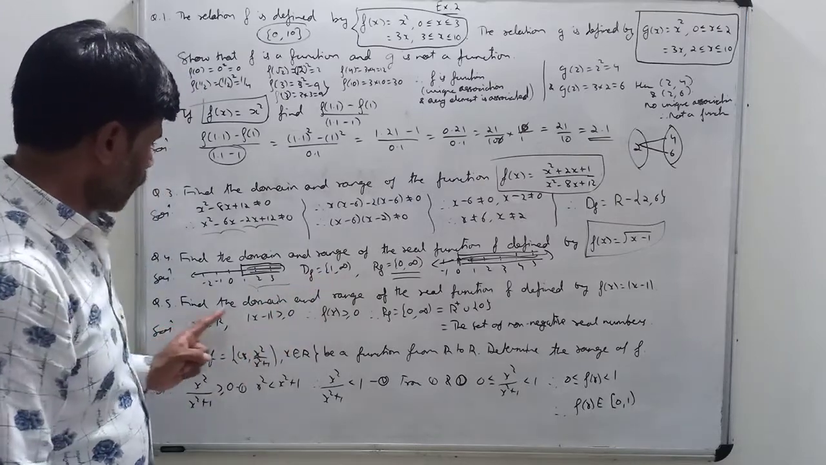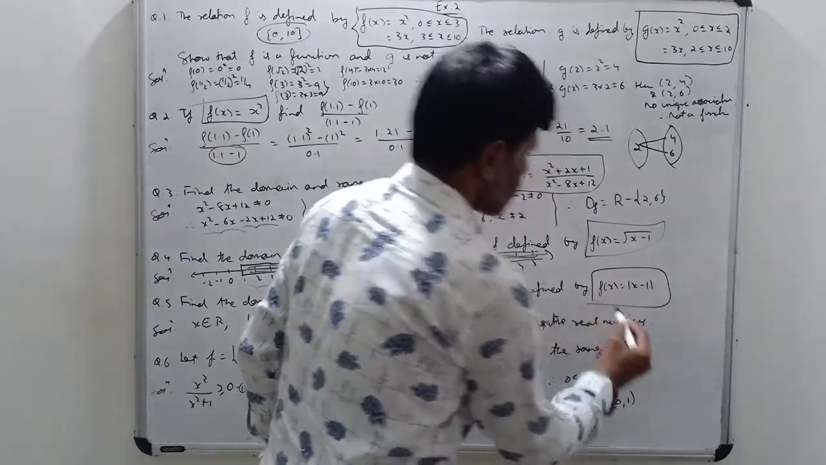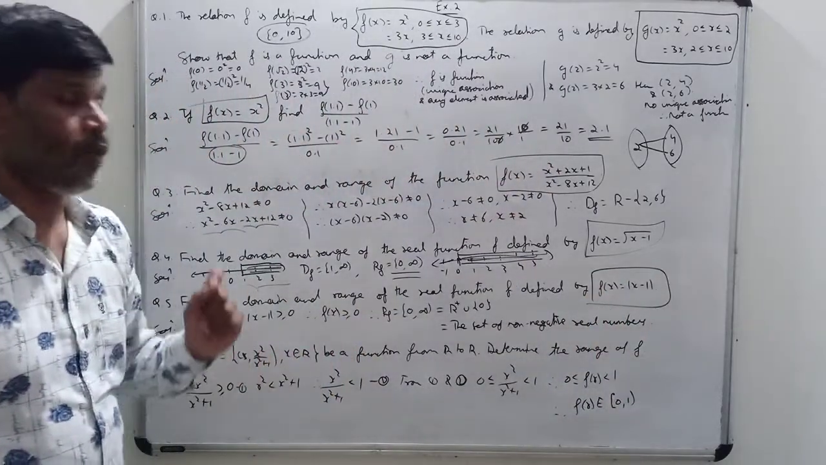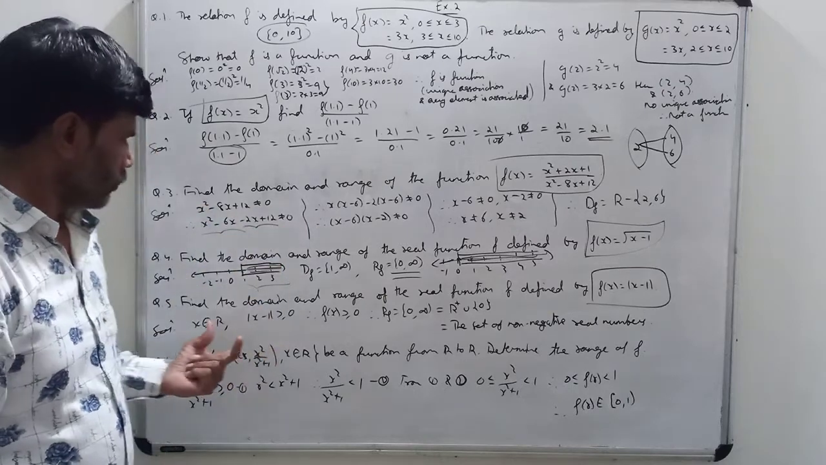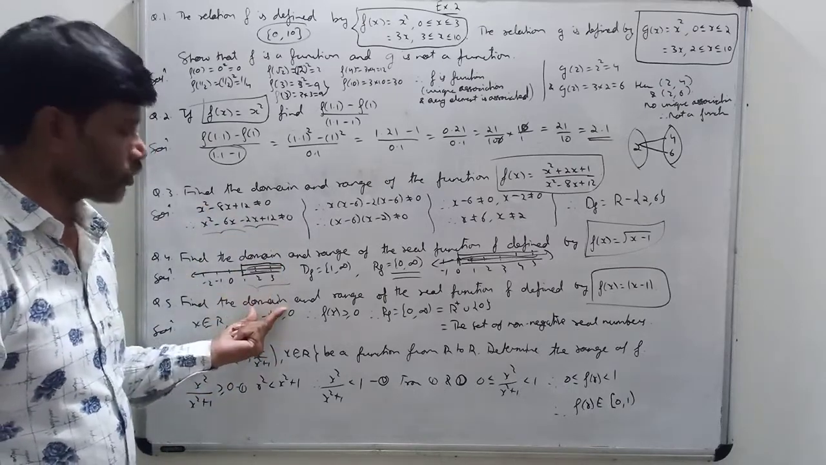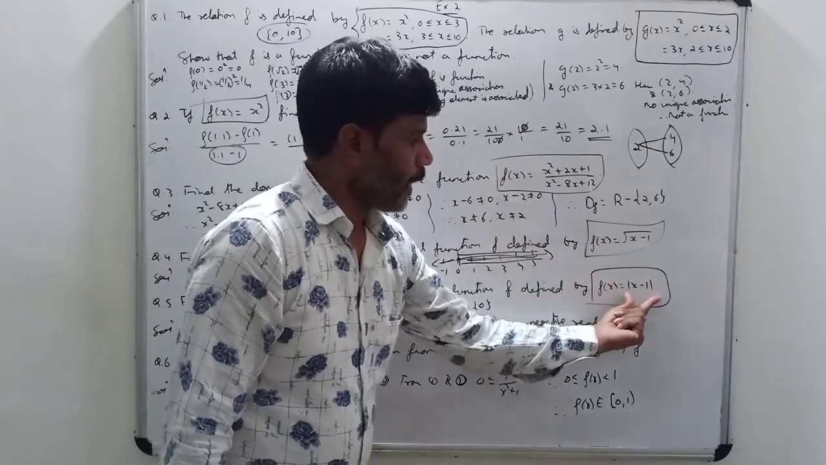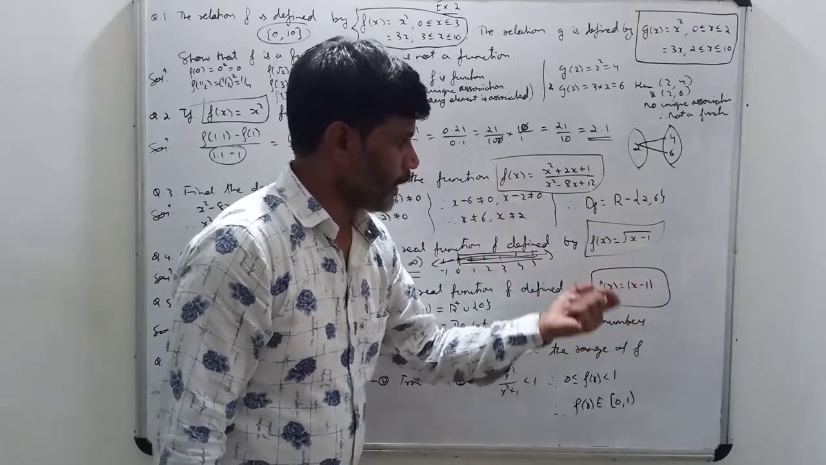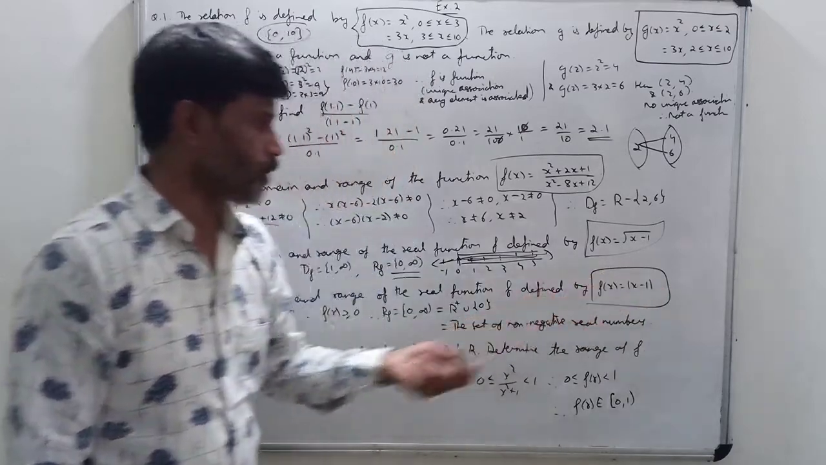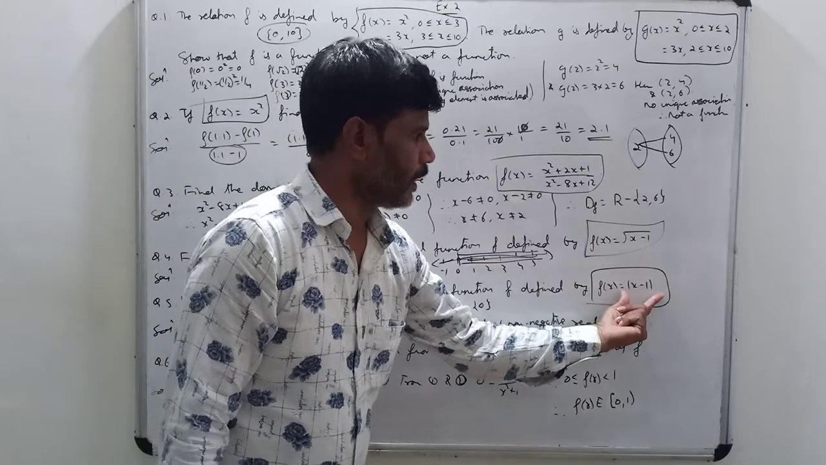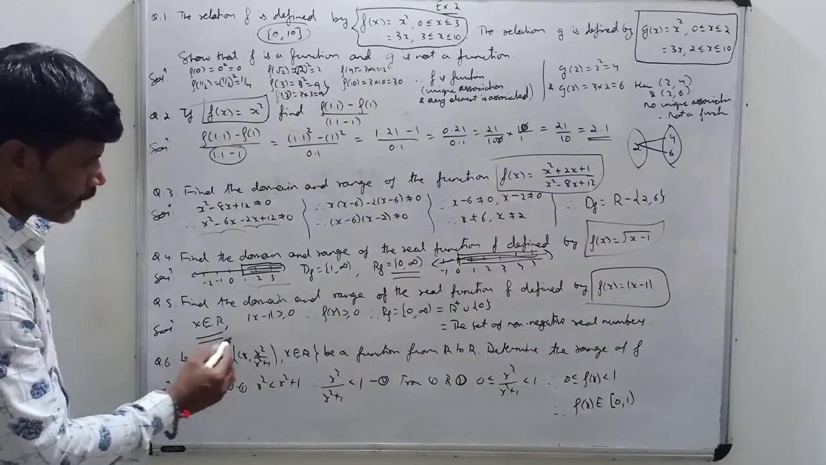Okay, question number 5. Find the domain and range of the real function f defined by f(x) = mod of (x − 1). Now modulus means what? Always a non-negative number. Non-negative number means greater than or equal to 0. So again here, first of all we'll think about the domain. So domain means again values of x. For every real number x, mod of (x − 1) is defined. You put any value, you will get the function defined. So here x will be a real number. So the domain is real numbers.